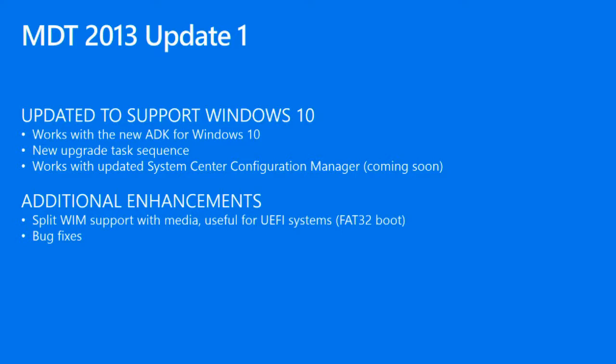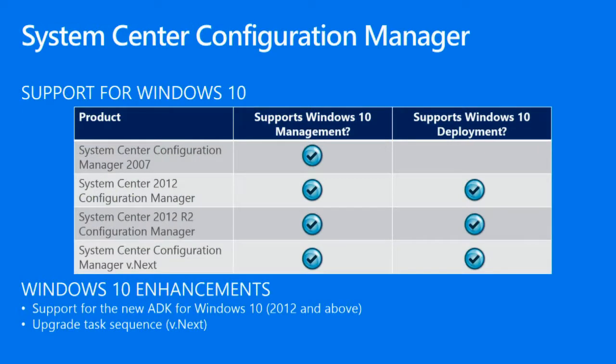We're still looking at some other things potentially to add in, so that's not the end of the story yet, but we're still trying to figure out what we can squeeze in before the final release. On Configuration Manager, we already talked about the different versions. Hotfix for 2007, Service Pack for 2012, Service Pack for 2012 R2, and a brand new vNext release, all of which will support managing Windows 10. All but 2007 will support deploying it. They add support for the new ADK, they add support for the new OS, and in the case of vNext, they add a new upgrade task sequence there as well, which is what we were looking at before.